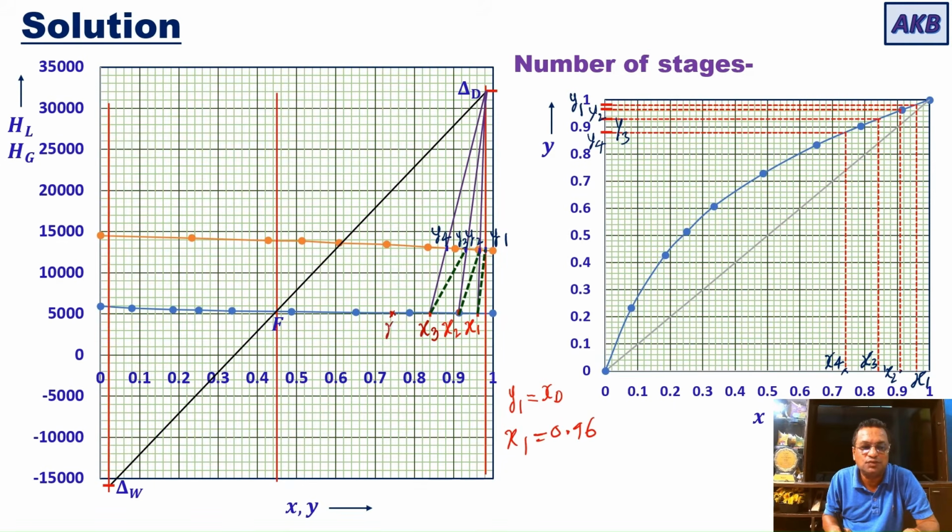This is X4. First I will connect X4 with the point delta D by a construction line. Before that, I will have to connect X4 and Y4, because they are connected by a tie line, since they are equilibrium concentrations, as you can see from over here.